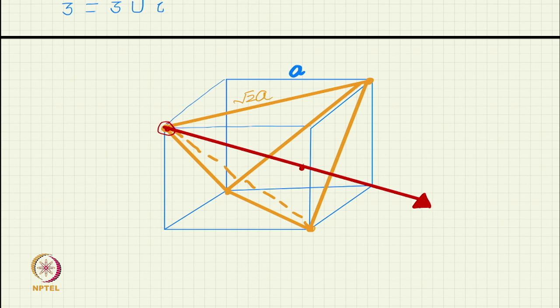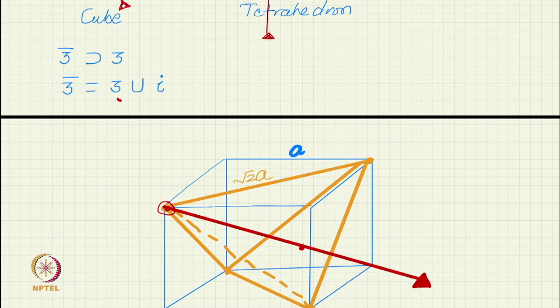Of course, in the cube case, it is threefold plus center of inversion, which makes it 3 bar. In the tetrahedron case, it is just the threefold axis, because tetrahedron is not centrosymmetric. Tetrahedron does not have a center of inversion.